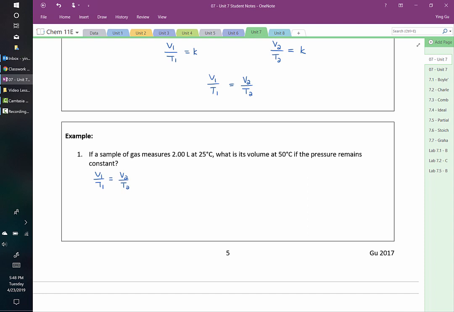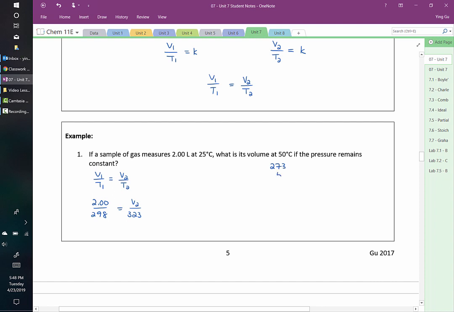So in this case, V1 is 2 liters, T1 is 298. Remember that kelvins is equal to Celsius plus 273. And this should equal our final volume, V2, over 323. If we are nitpicky about sig figs, and we are, let's be honest, let's have a look at that 323. This Celsius here, 50 degrees Celsius, is only 1 sig fig, and that is being added to 273.